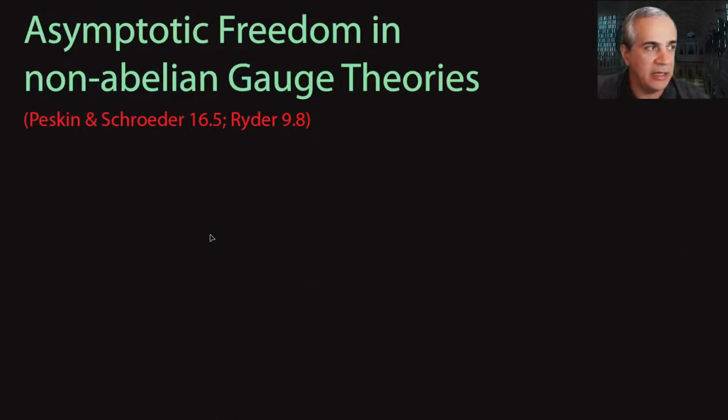So the idea is to calculate the running, and we will show this thing called asymptotic freedom, right? Which we discussed before, is when at high energies the coupling of the theory becomes smaller and smaller, so the theory becomes non-interacting asymptotically at high energies. But we'll prove that that happens for non-abelian gauge theories under some conditions, right?